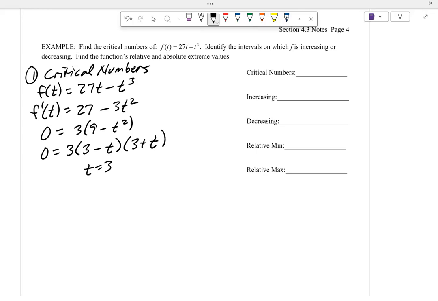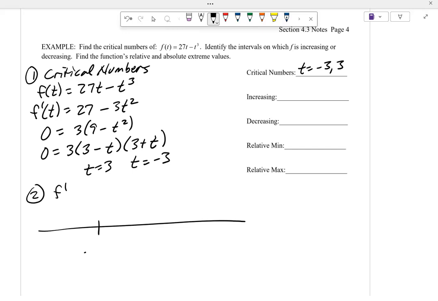Well, we got t being 3 and t being -3. So -3 and 3. That's what we're going to put on. Let's run our first derivative test. Those are our critical numbers, -3 and 3. Notice they're defined in the original function. In order to be critical numbers, they do need to be defined in the original function. We're going to run the first derivative test.